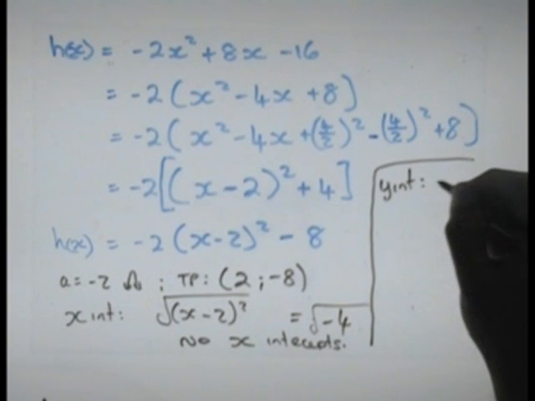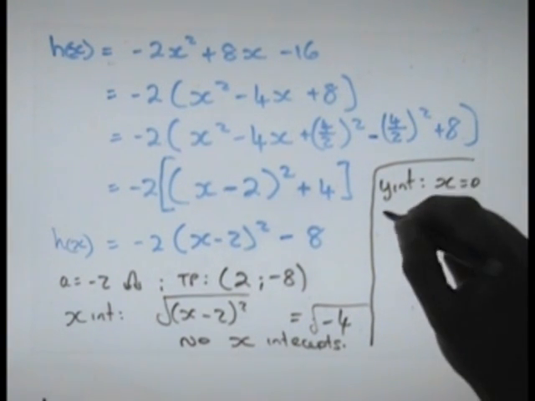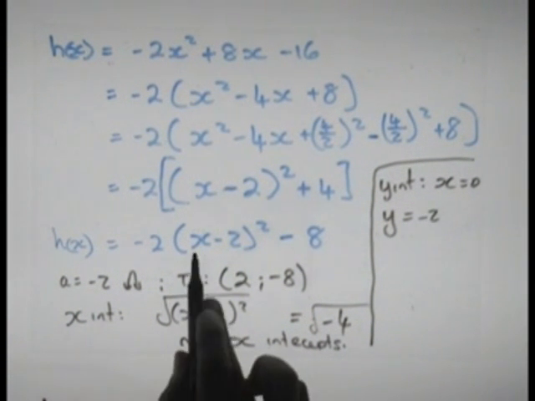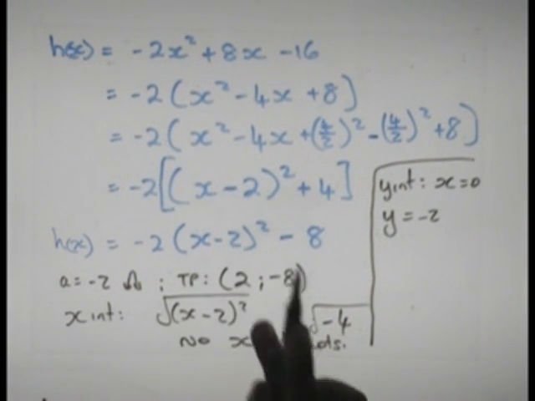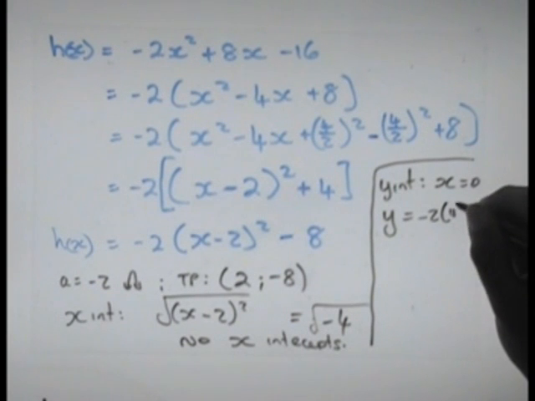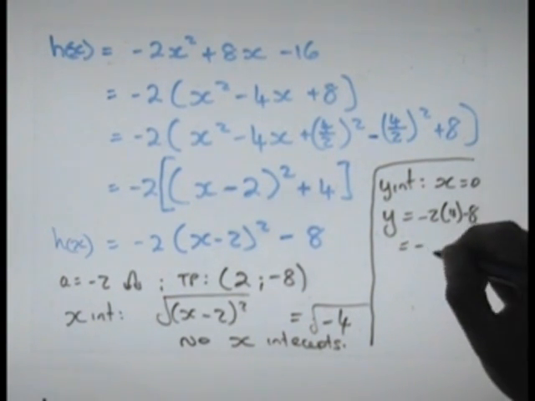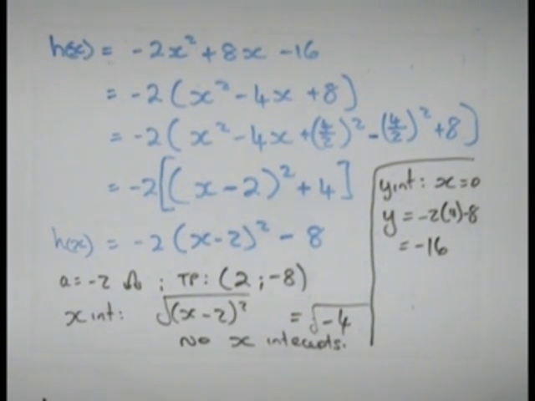Y-intercept happens when x is equal to 0. That means that y is going to equal negative 2. 0 minus 2 is negative 2, squared is positive 4, minus 8, which gives me negative 8, which is negative 16.